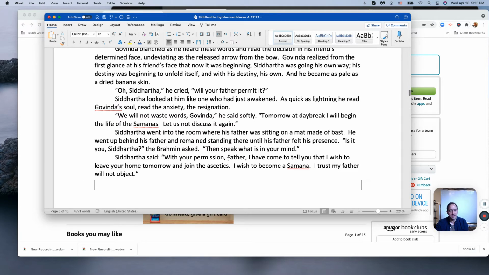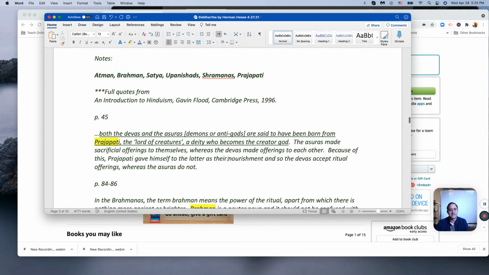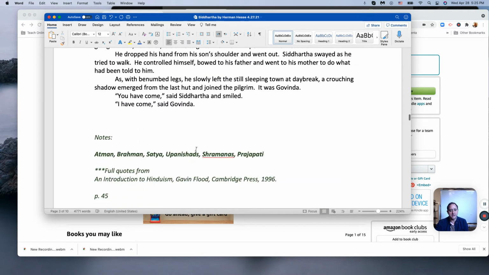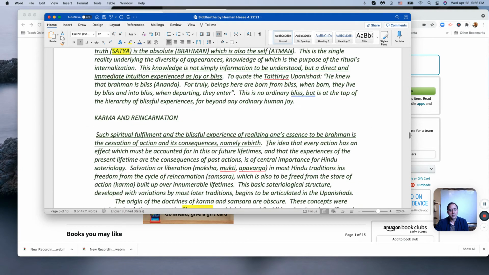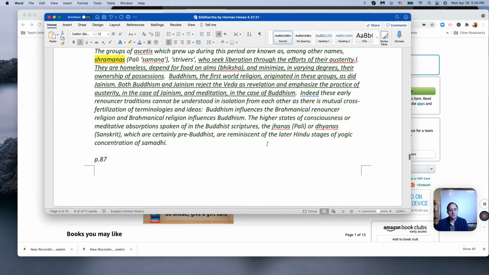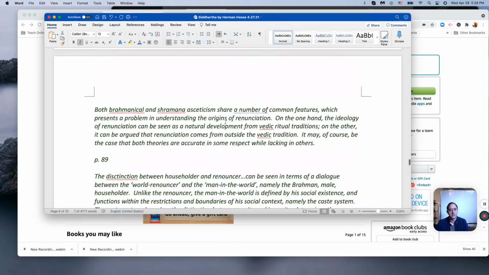And if you're looking here, you can see I'm adding a bunch of notes. This is the text of Siddhartha, and now I have added a bunch of notes. I take from Introduction to Hinduism by Gavin Flood, and I also take from The Hindus by Wendy Doniger right here. The Hindus by Wendy Doniger.